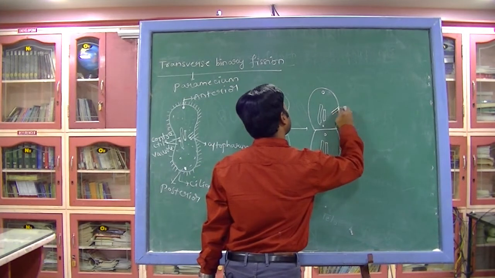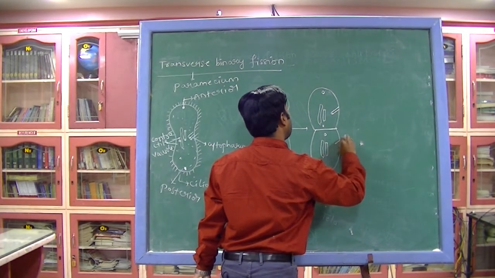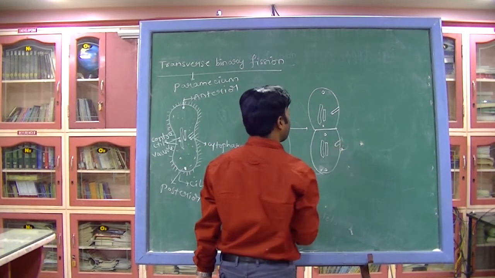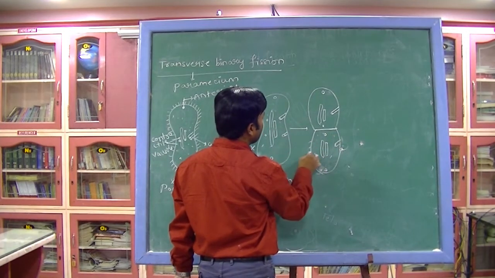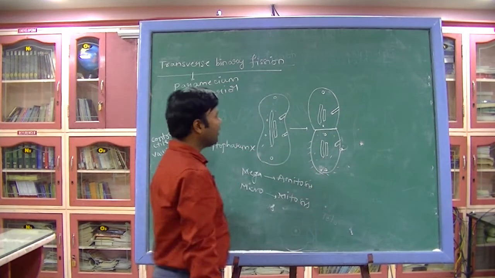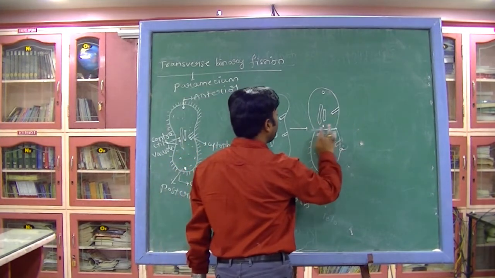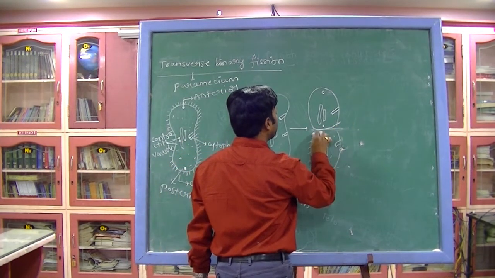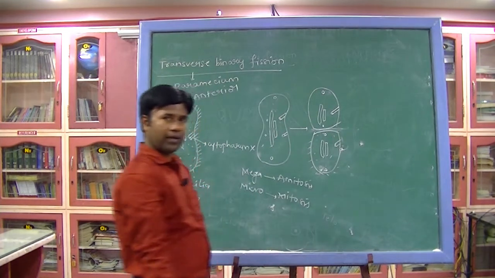Next, what do you get? One cytopharynx and another cytopharynx. Then cytoplasm as well as cilia. Then these will be separately grown up. In the next step, what happens? These will be separately grown up.